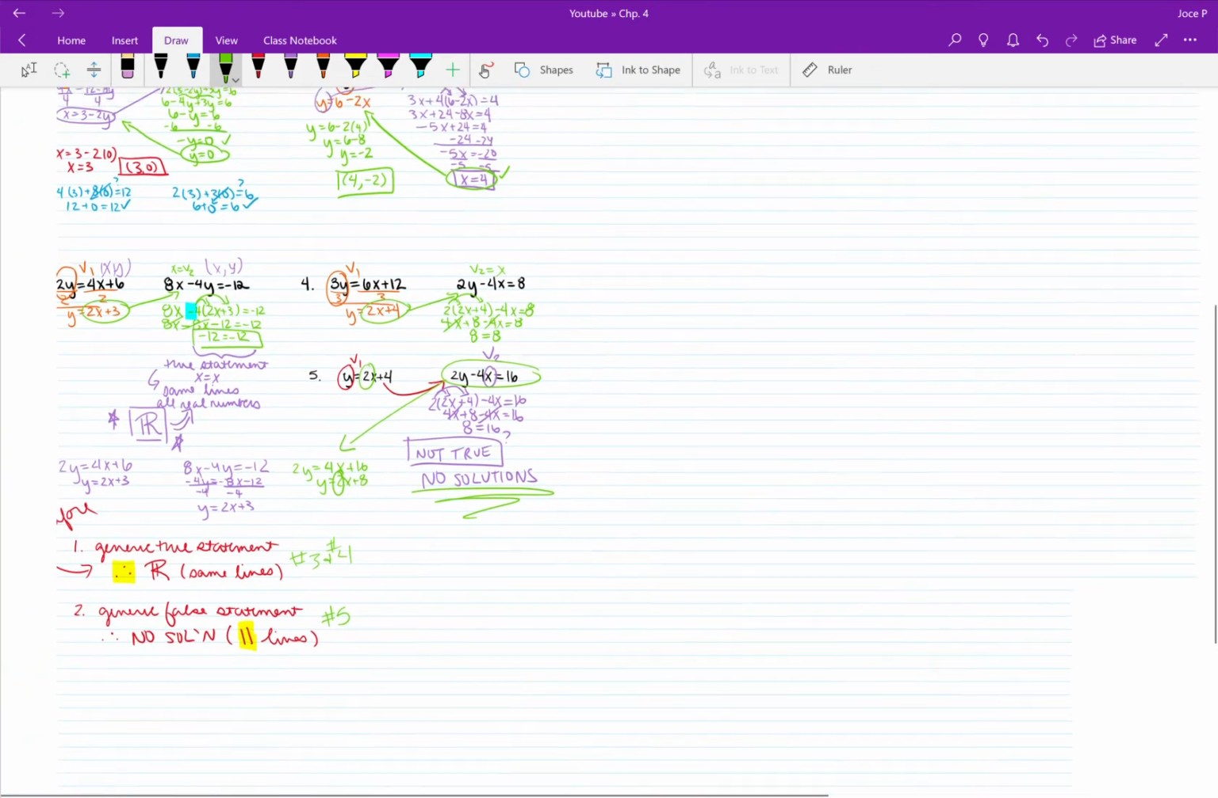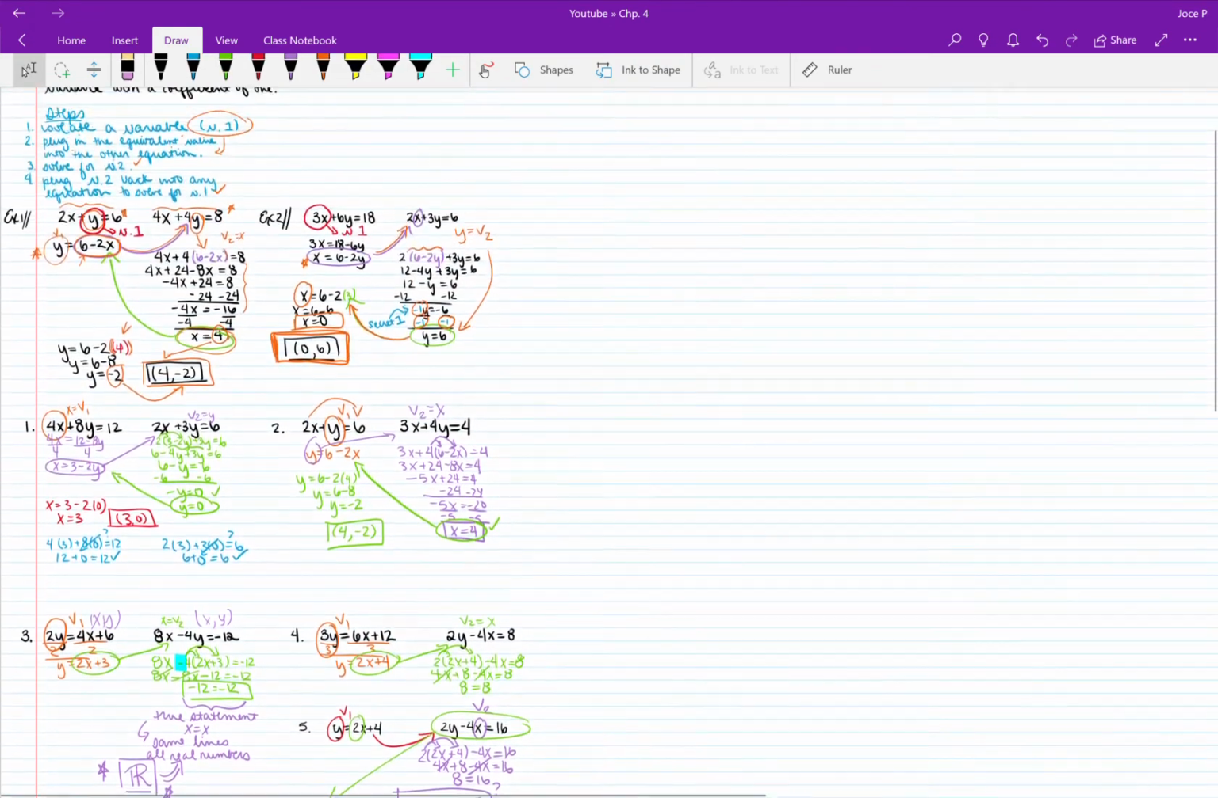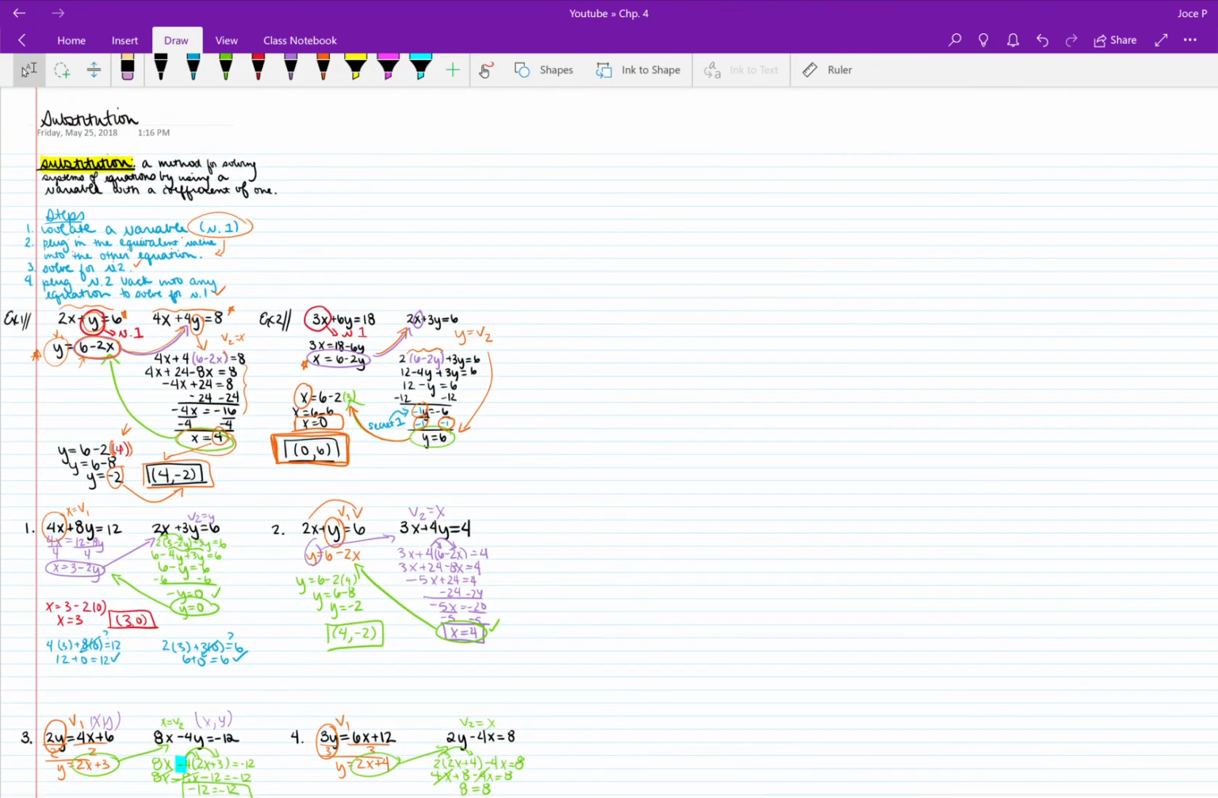Okay, so that is substitution method. This is definitely a difficult subject, and you're going to have to know how to master this in order to do elimination, because there's going to have to be some substituting when doing elimination.